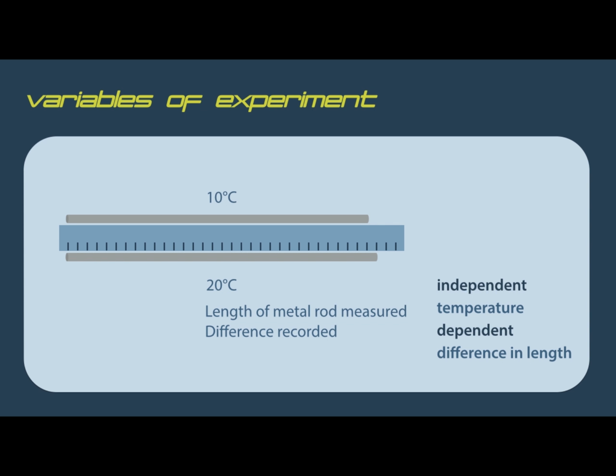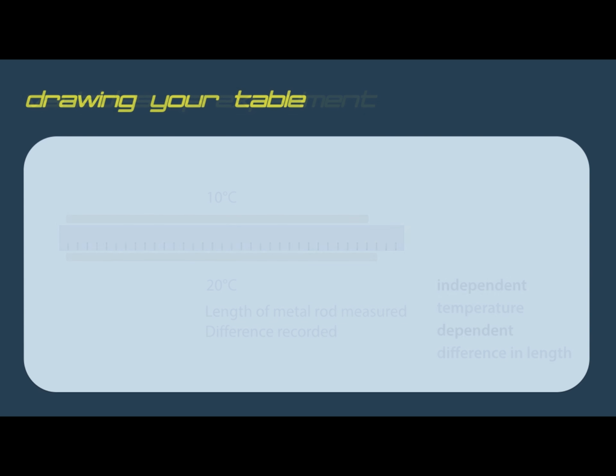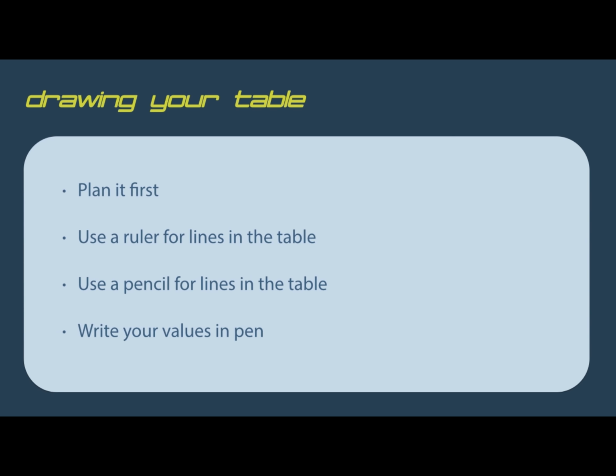We then need to draw a table, a results table, and it's important to plan this. First off, we need to make sure we've got the right equipment, so we need a ruler, we'll need a pencil for actually drawing the columns and rows of the table, and finally we need a pen to actually write in our values.